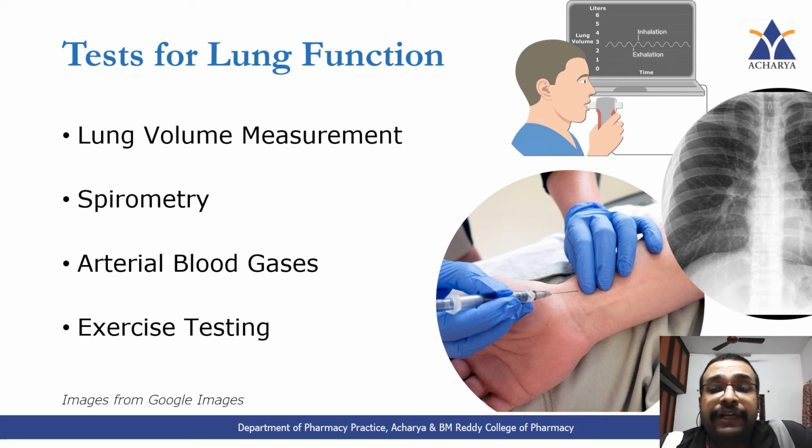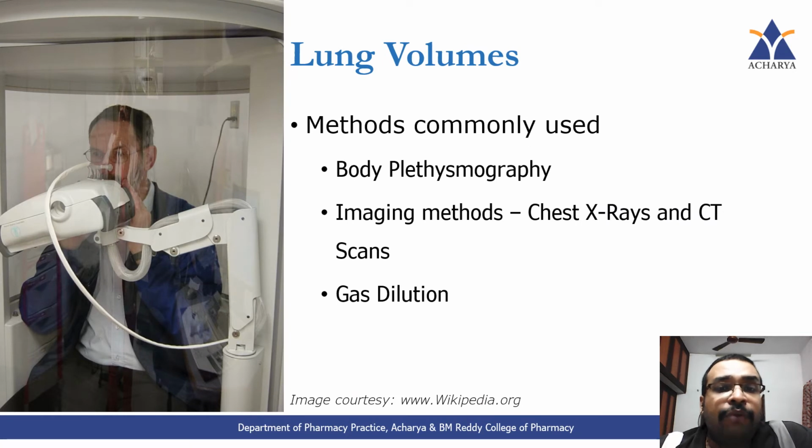the concentration of different ions and gases in the blood. And then there is exercise testing. The first two are direct tests of the lung function, which will basically measure the ventilation, whereas the remaining two will check the amount of oxygen that is available in the blood. So you can say that the remaining two might probably look for the perfusion aspect as well. Now, lung volume test is the most important one among these.